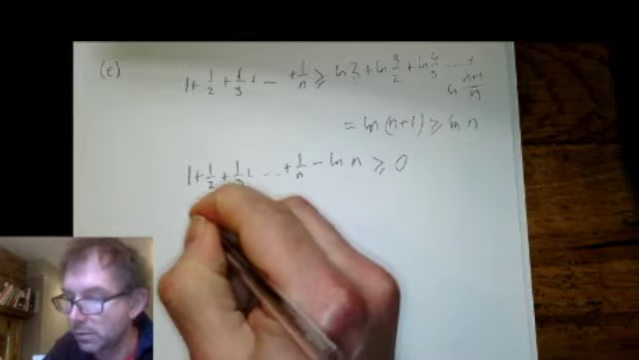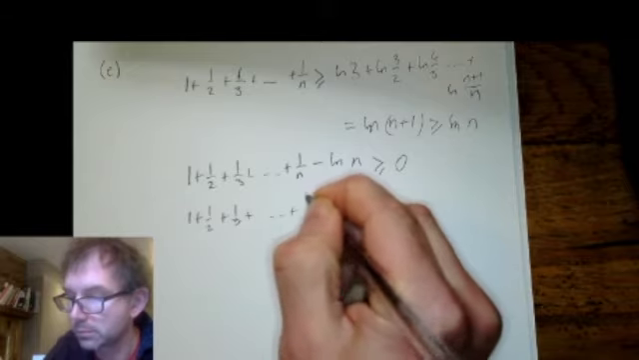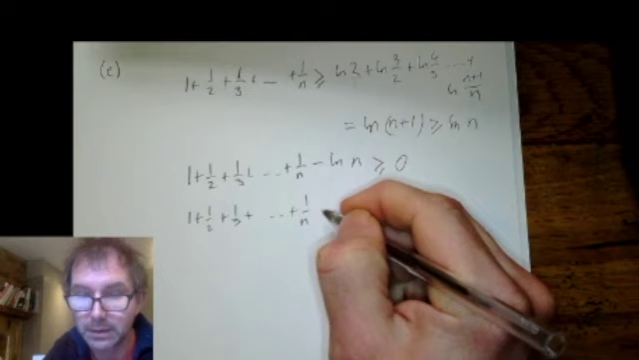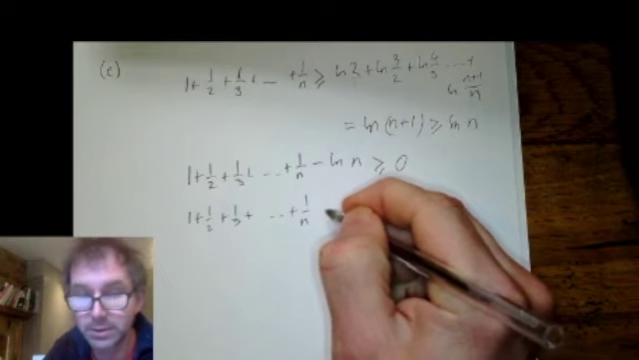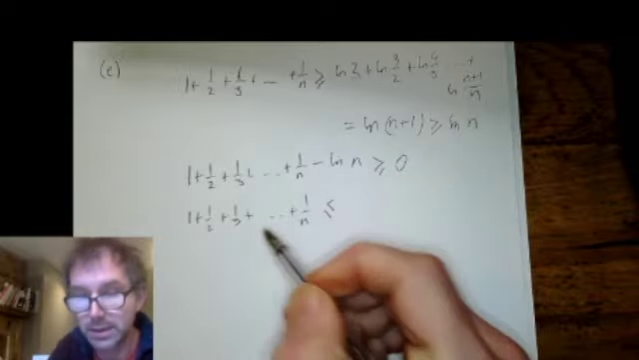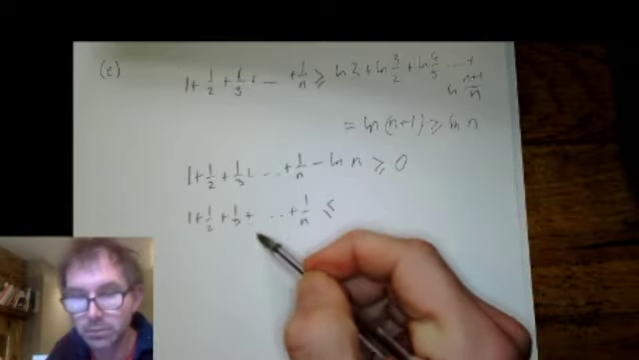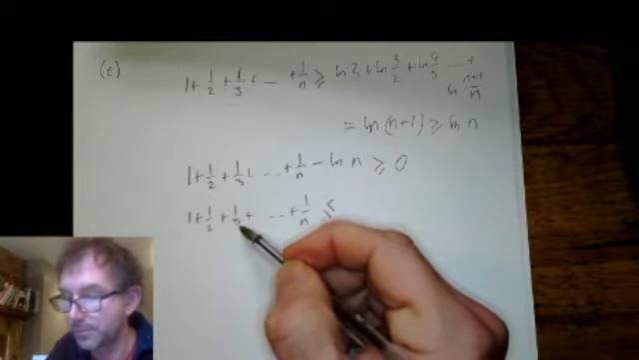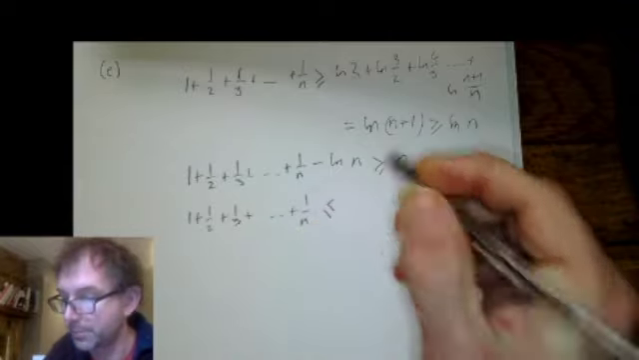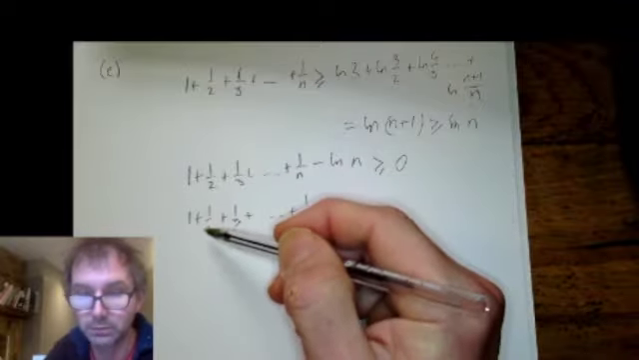If I've got 1 plus a half plus a third plus up to 1 over n, I know that that is going to be, using part D in this case, less than or equal to what happens when I replace each one by a log, so like log of 3 over 2 and log of 2 over 1 and so on.